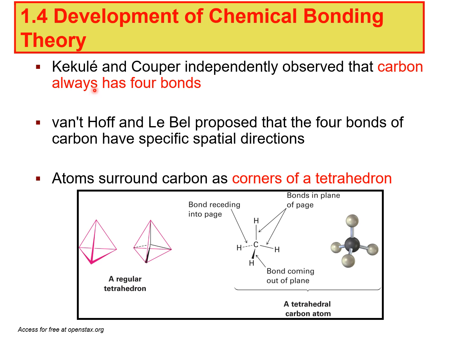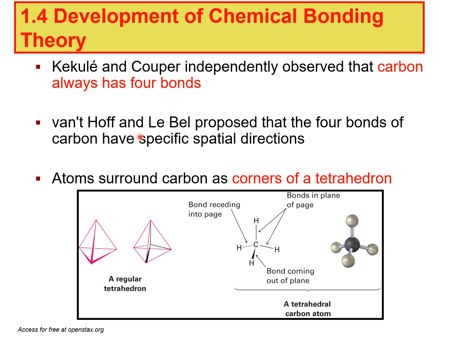It was in the middle of the 1800s that Kekulé and Cooper independently proposed that in all organic compounds containing carbon, carbon always forms 4 bonds, that it is tetravalent. However, they were looking at the structures in a two-dimensional form.